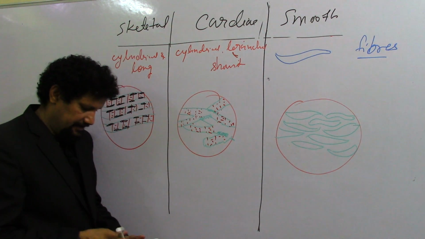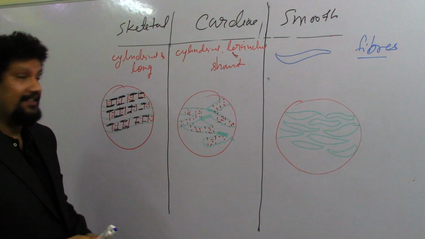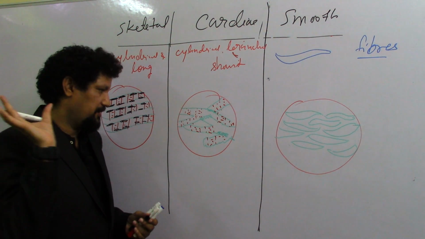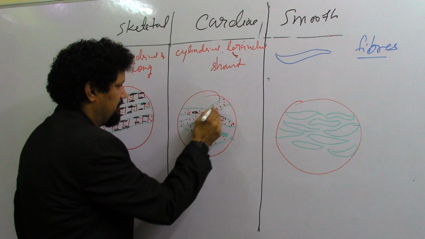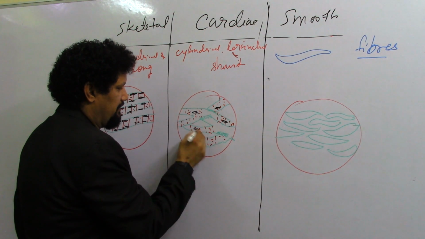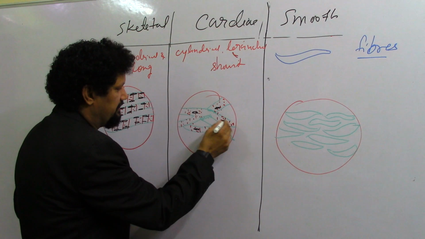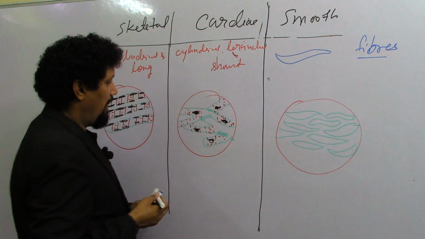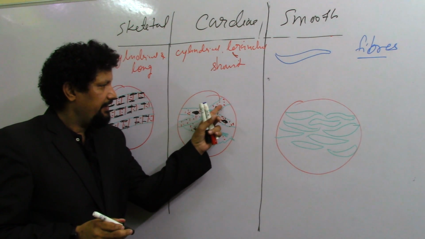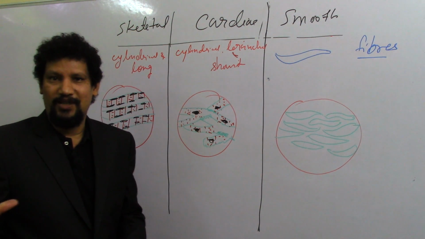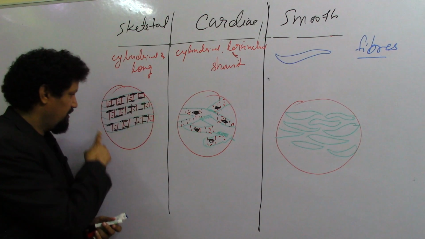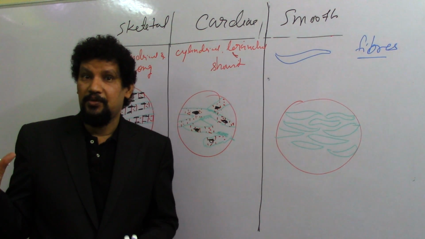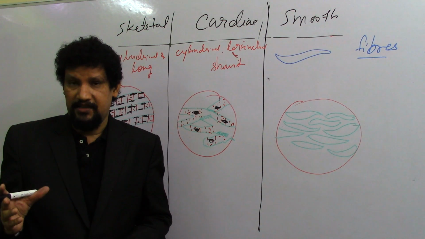One more difference. Here the nuclei is central and single nucleus is seen in a single muscle fiber. And this nucleus is round, not ovoid. And the muscle fibers are short, these are not long. Here the fibers may be up to 30 to 60 centimeter.